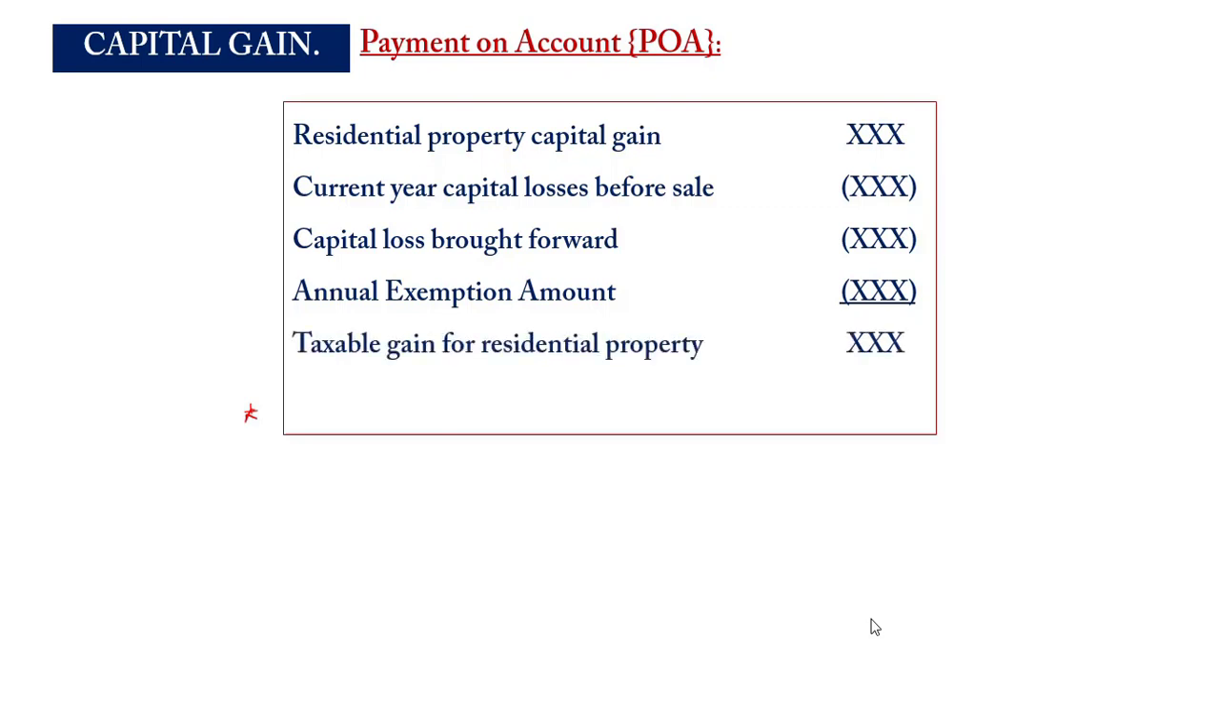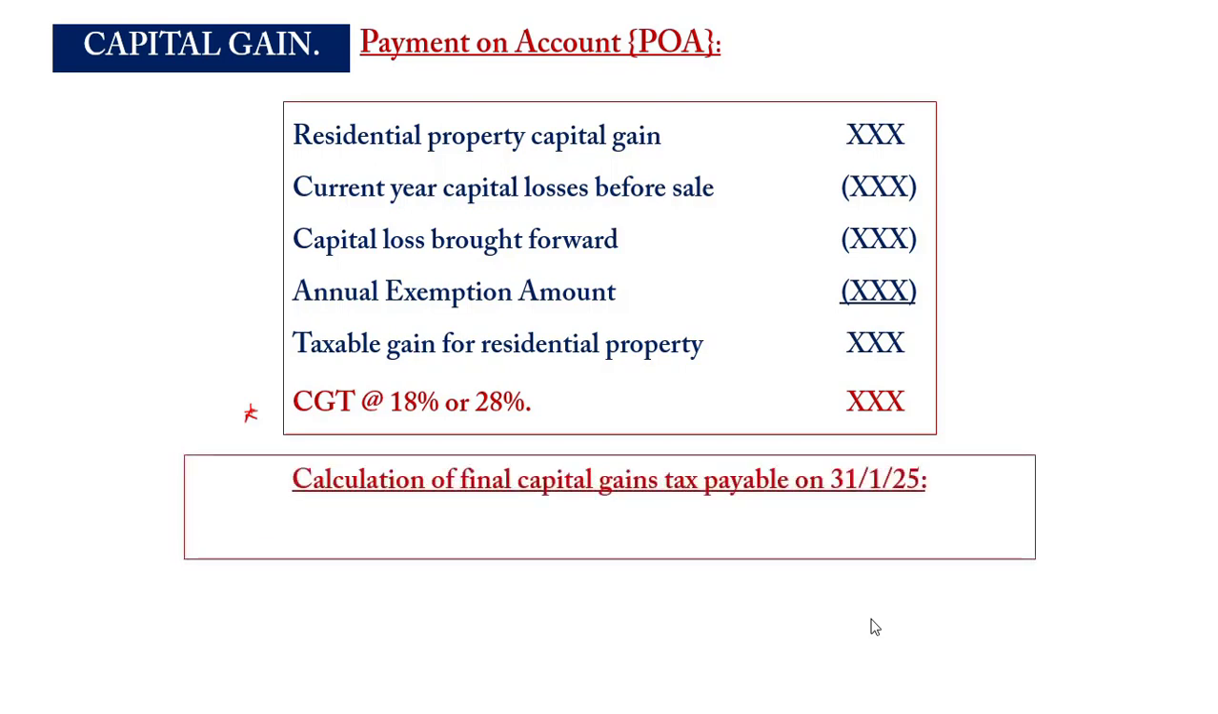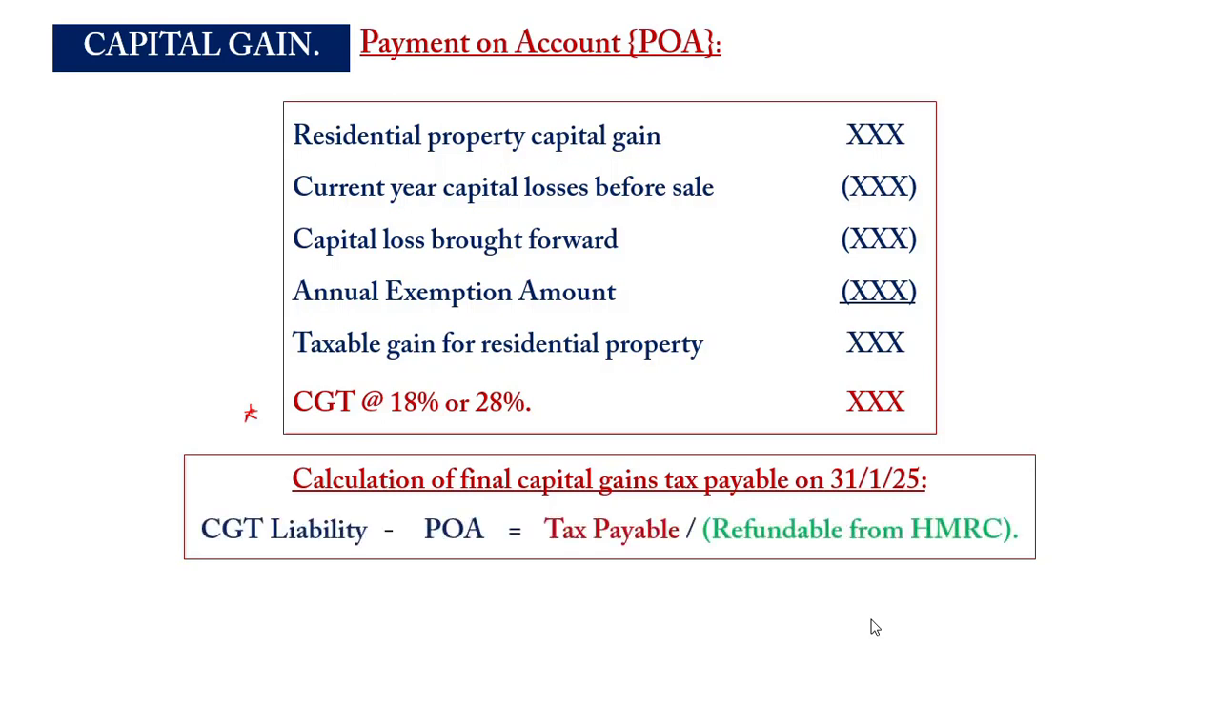Then that will give you the taxable gain before you tax it at 18% if it falls within the basic rate band, or 28% if it falls within the higher. So on 31st January, following the end of the tax year, you calculate the capital gains liability for the business as a whole. Then you deduct the payment on account, and then you get a tax liability.